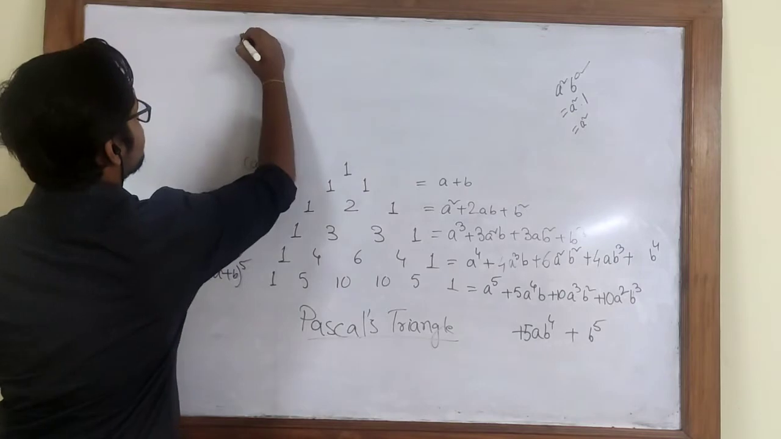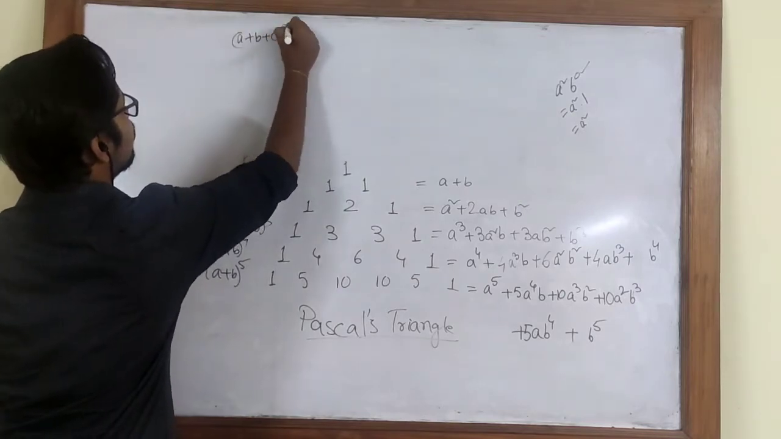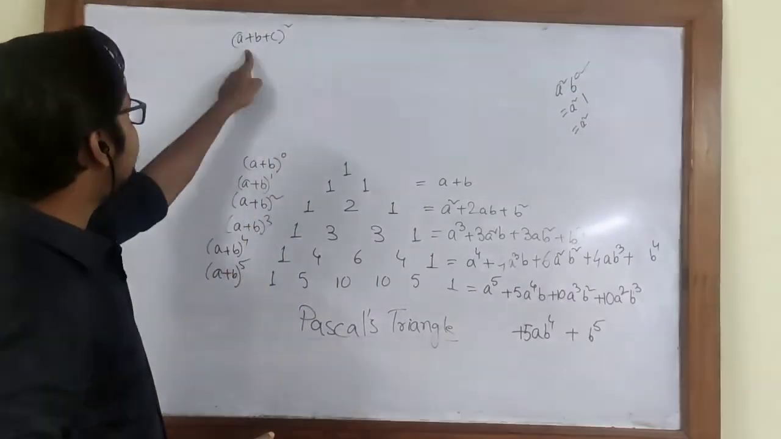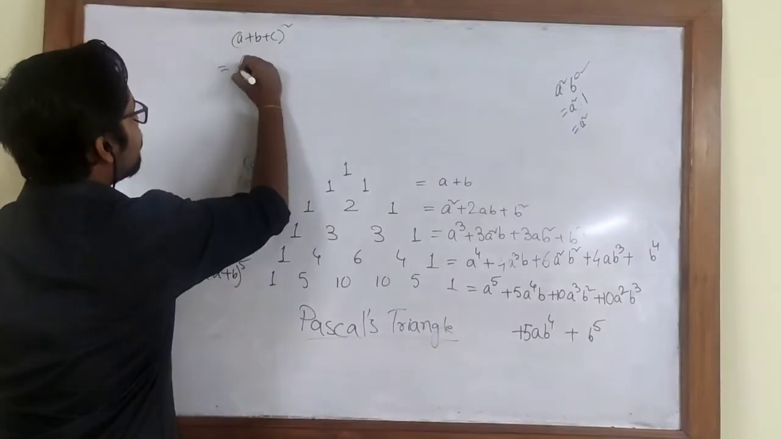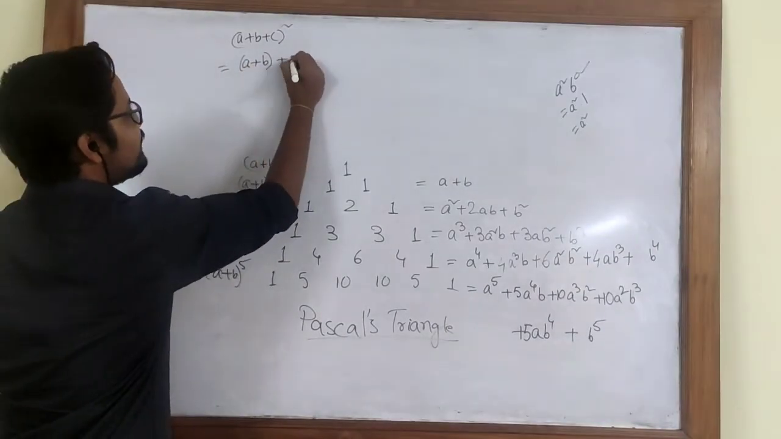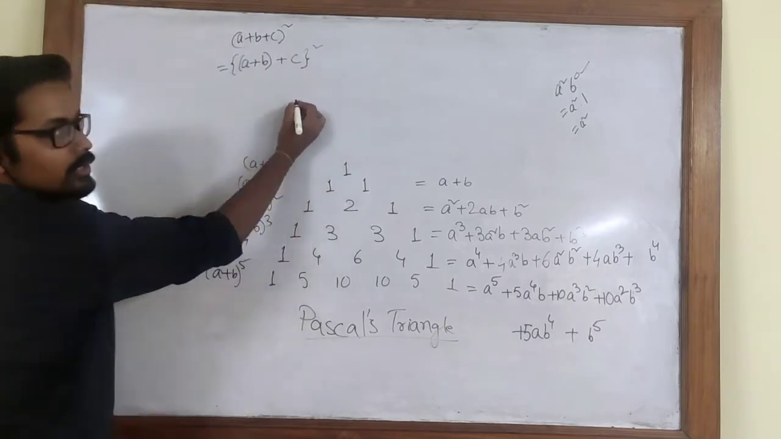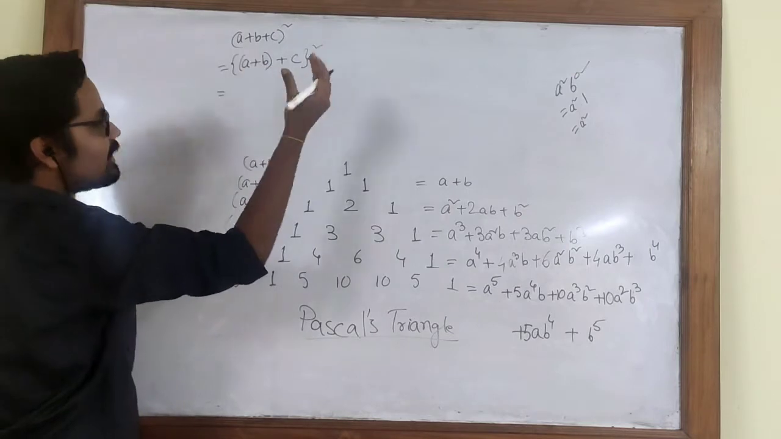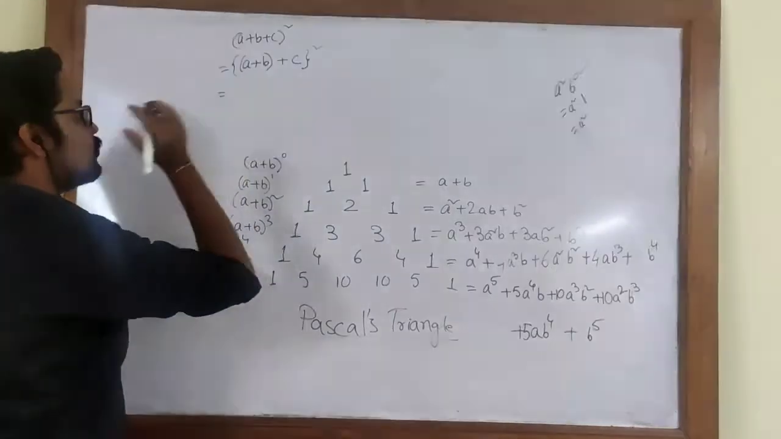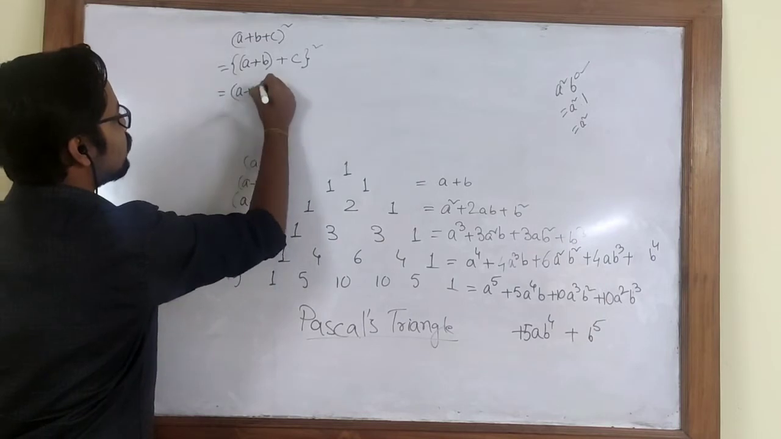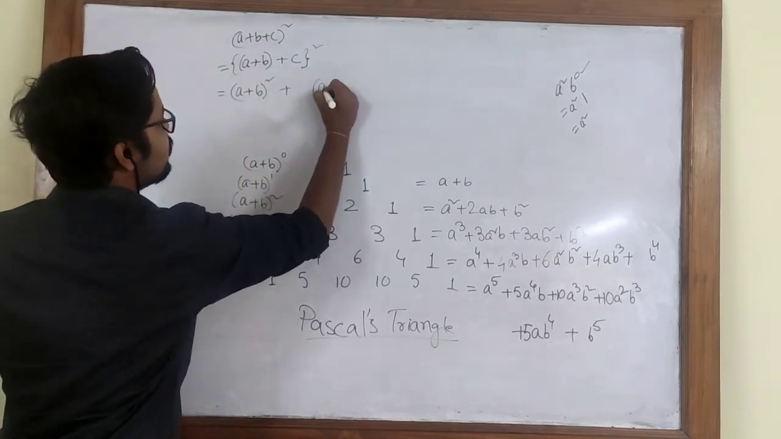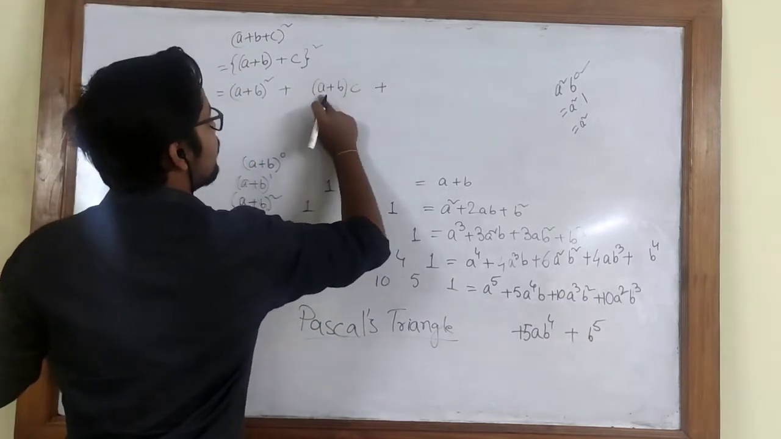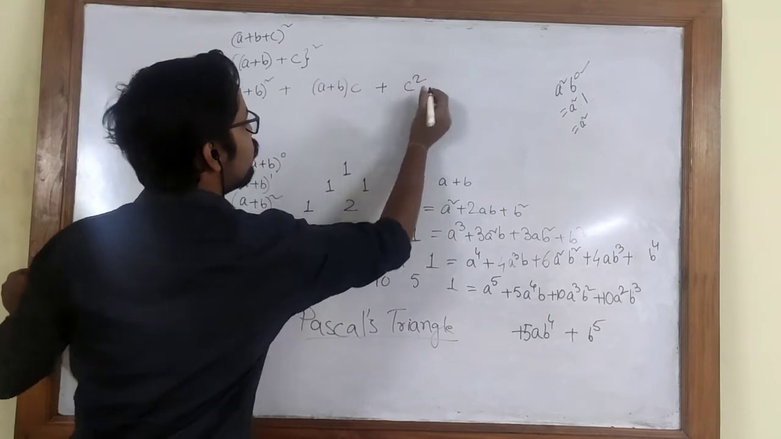Suppose I want to find out a plus b plus c whole square using Pascal's triangle. For Pascal's triangle, we only have 2 terms, so we will divide this into 2 terms. How? We will consider a plus b as one term and c as the other term. This will become whole square. So now how will you write? First term square, plus first term will lose one power; second term is c, so c will come here. In the next one, first term will be gone and c will become power 2, one power gained.